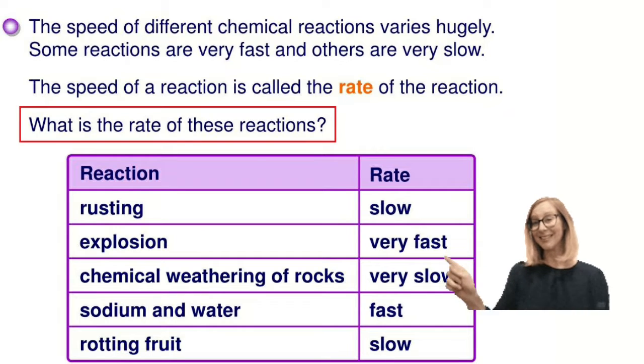For example, rusting, it has a slow rate. Explosion, very fast. Chemical weathering of rocks, very slow. Reaction between sodium and water, fast. Rotting of fruit, slow.